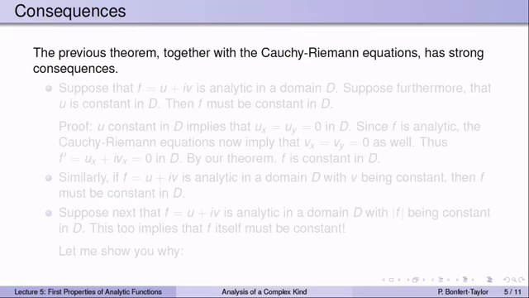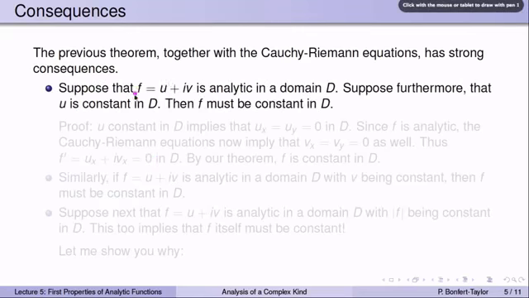Now this theorem, as simple as it is, together with the Cauchy-Riemann equations, has very strong consequences. Here are some examples. Suppose again f is written as u plus iv, and it's an analytic function in a domain, an open connected set. And suppose furthermore that the real part is constant. This then implies that f must be constant in D. You cannot find an analytic function whose real part is constant and whose imaginary part varies. As soon as the real part is constant, everything is constant.